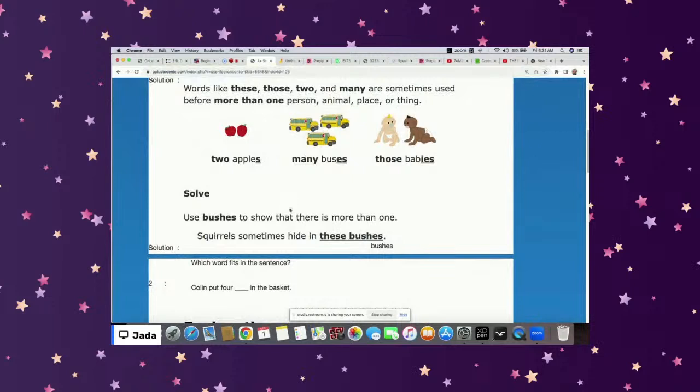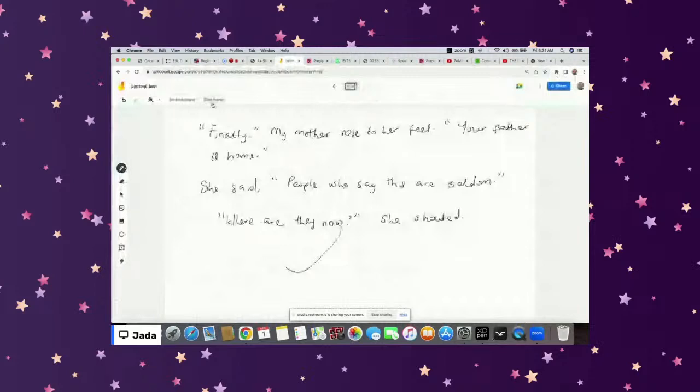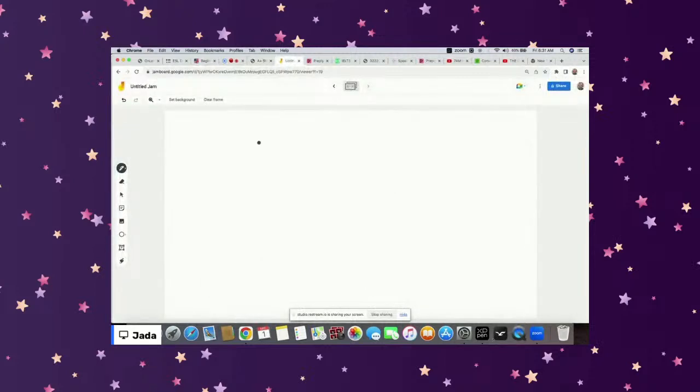Okay, so you have these words, and when you see two, you know that of course what they are talking about is plural, two apples, many buses. When you see many, you know that it is what? More than one. So many buses. And then when you say those babies, those shows that it is more than one baby. Okay? So we can have these bushes. So when you say these, you also know that the next thing that is coming is gonna be plural. It is not singular.